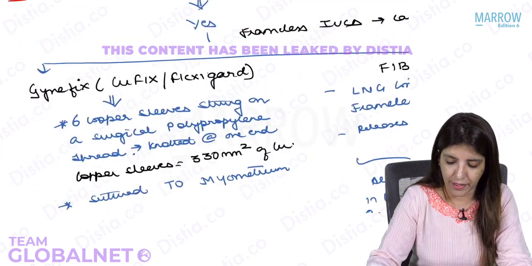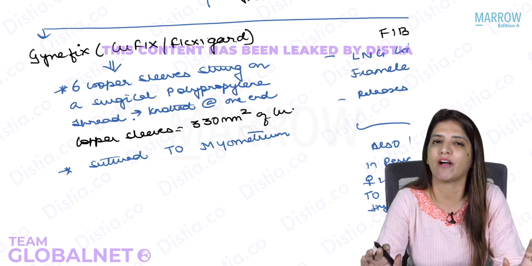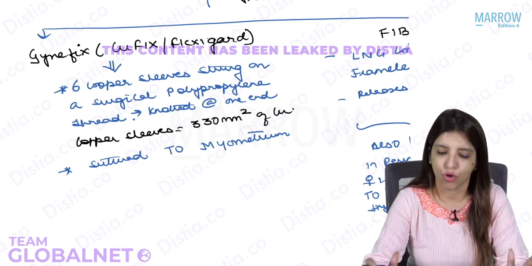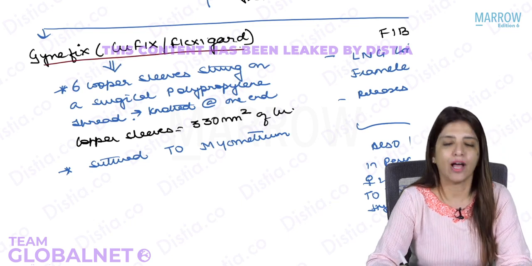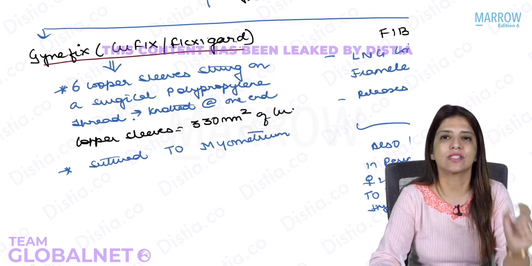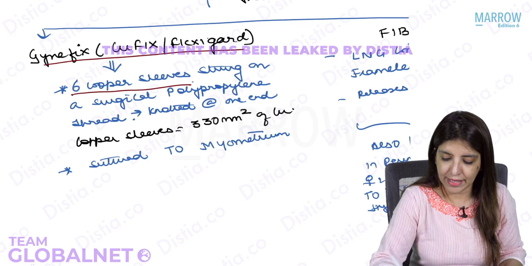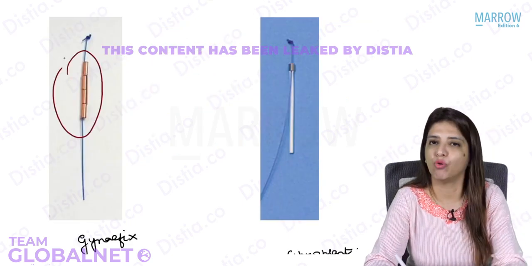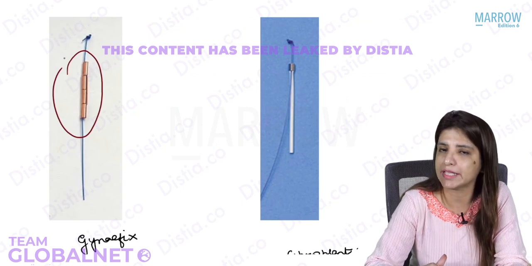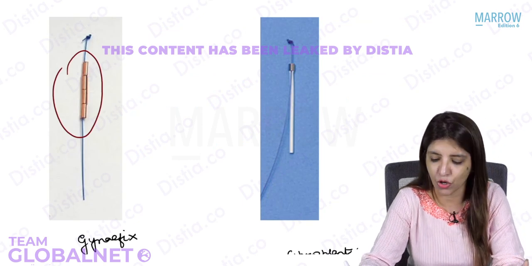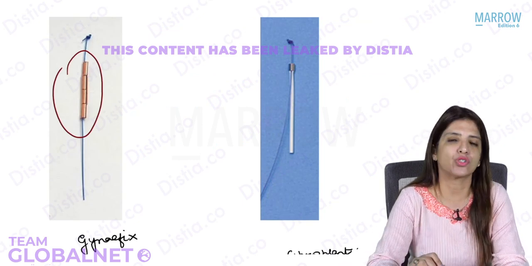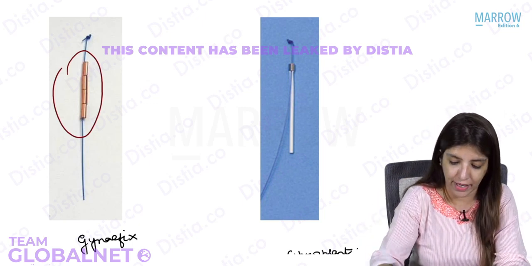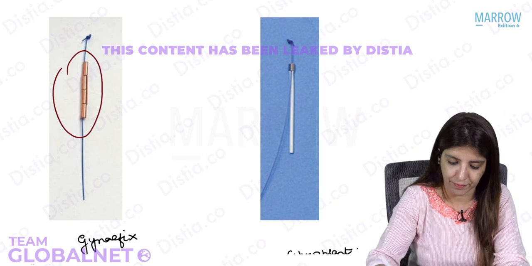And for these frameless IUCDs, we have two types, Gynefix, which is also called Copperfix or FlexiGuard. Now, this Gynefix has 6 copper sleeves, and these 6 copper sleeves, look over here. So in this image there are 4, but in the one which is available in India, it has 6 copper sleeves or copper cylinders, and these 6 copper cylinders are present on a string, and one end of the string is knotted.